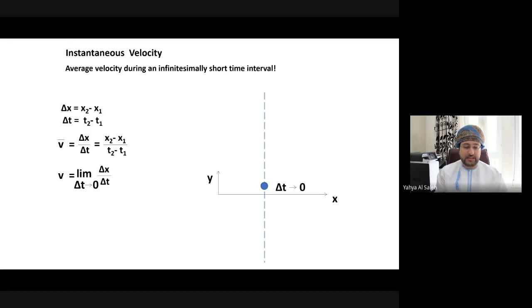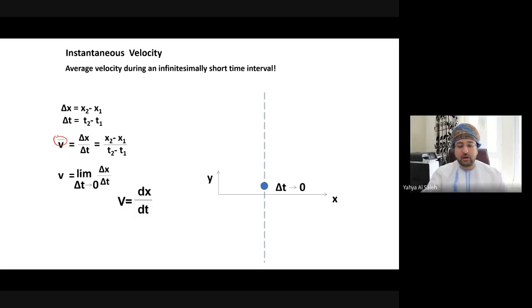Okay, and we write it mathematically like this. Velocity, note that this line has disappeared now. So velocity is equal to delta x over delta t, where I am looking at the limit of delta t going to 0. This is also known as differentiation, dx by dt.